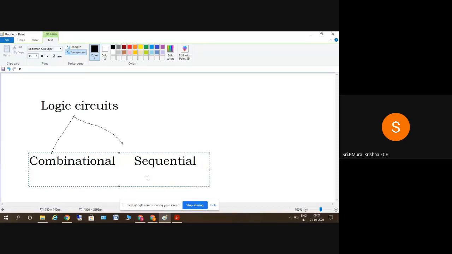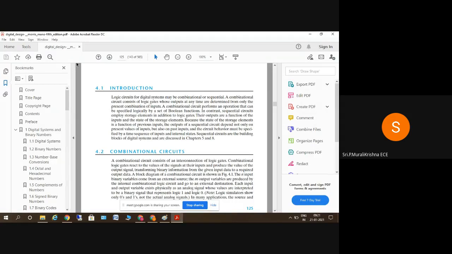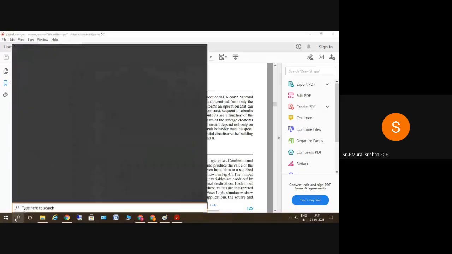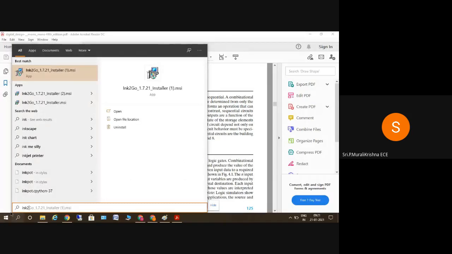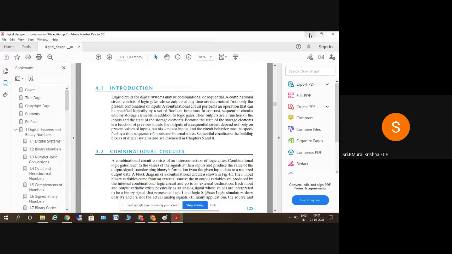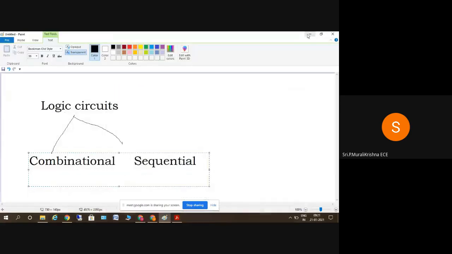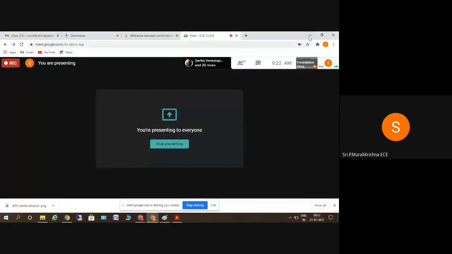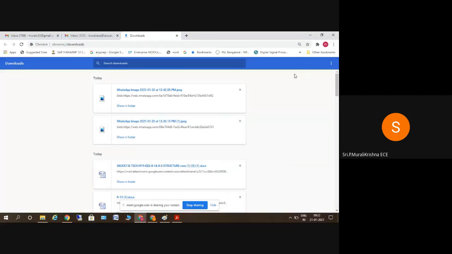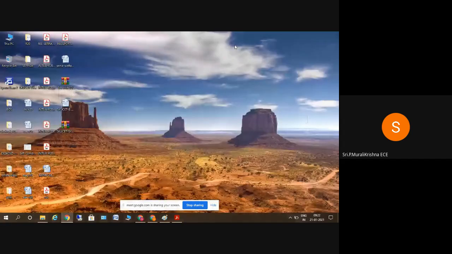In combinational circuits, the output is dependent only on the inputs. Those outputs will be dependent only on whatever inputs we give. In sequential circuits, the output doesn't depend only on the present state of inputs, but the past history of the inputs also matters.